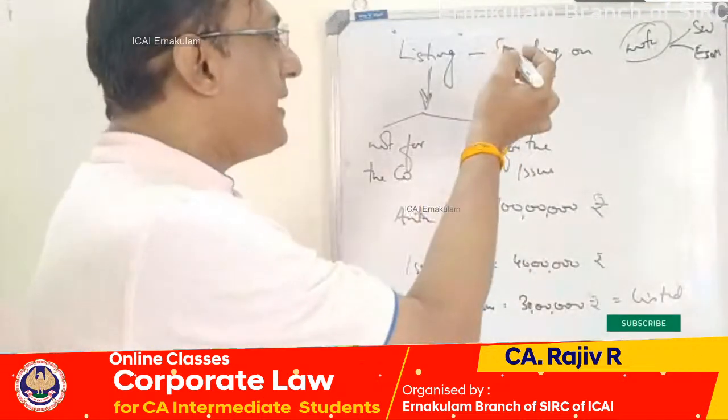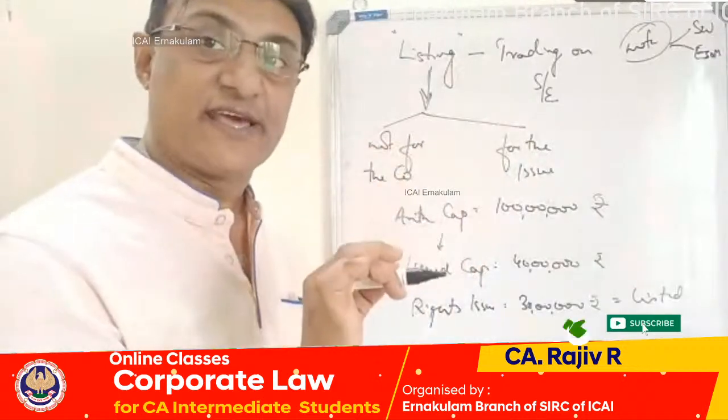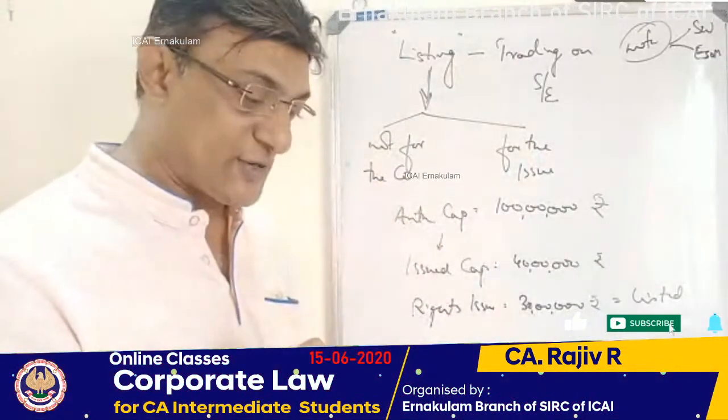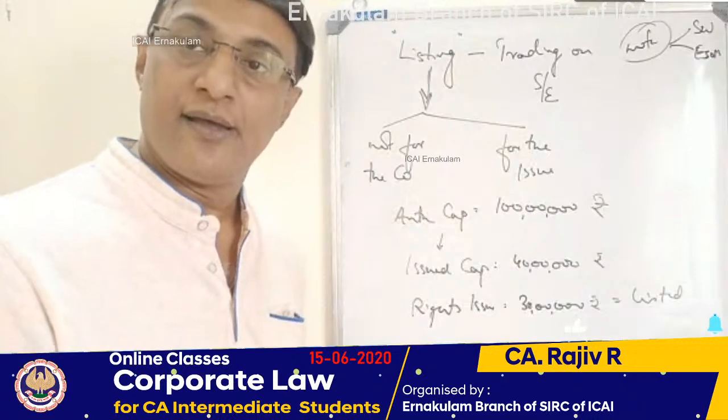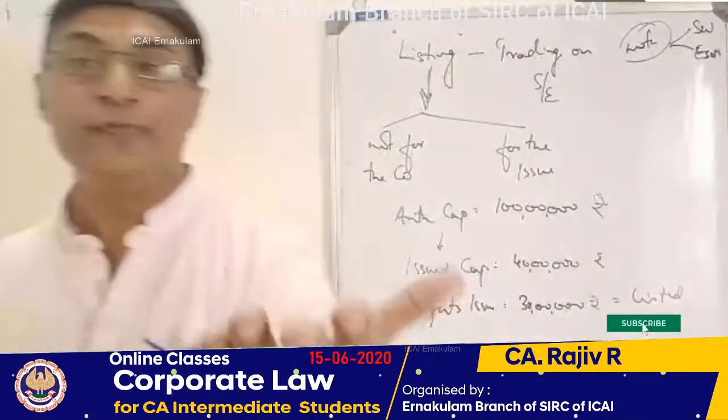Similarly, when a company which is a public listed company, that is, it already has its securities listed, obviously the ESOPs which are issued will be listed.